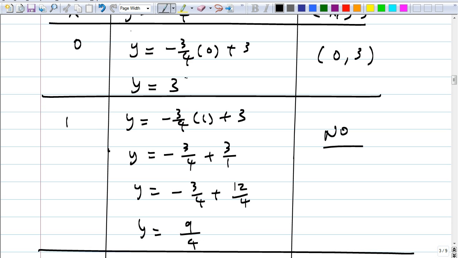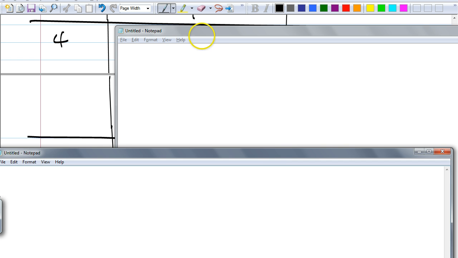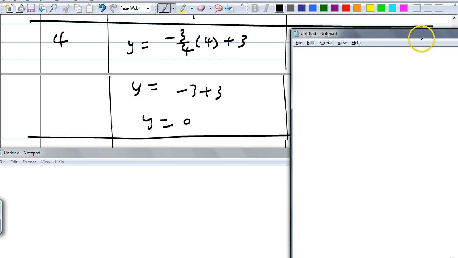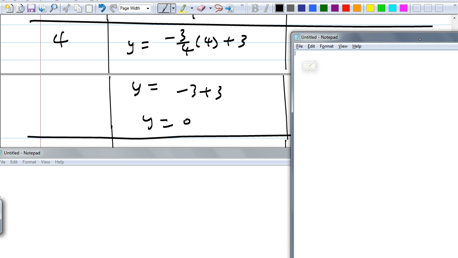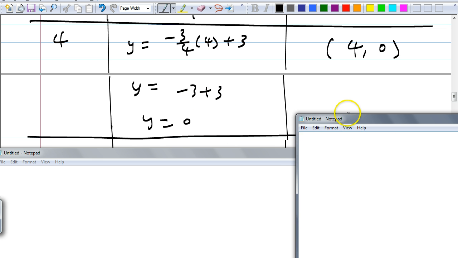So when I plug in 4, everybody go ahead and try. I'll wait. Okay, everybody plug in 4. So did you all get this? How many people got 0? How many people used the parentheses? Please use parentheses, because if you don't, you may get this wrong. How do you get 0? You plug in 4, then you get negative 3/4 times 4. Don't you get negative 3? What's negative 3 plus 3? Yeah, 0. So the ordered pair is 4, 0.